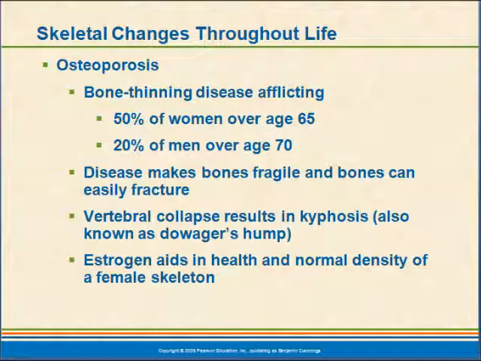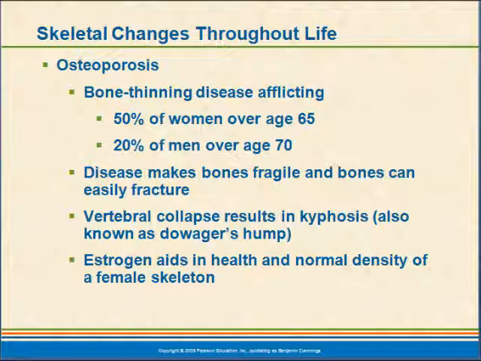A major condition that particularly impacts women is osteoporosis, and this is a bone thinning disease that affects half of the women over the age of 65. That is, half of the women over the age of 65 have some symptoms. It will impact any woman to a certain extent after menopause. The reason for that is that estrogen helps maintain bone density and bone mass. And when you remove estrogen, the activity of osteoblasts diminishes, whereas the activity of osteoclasts remains the same.